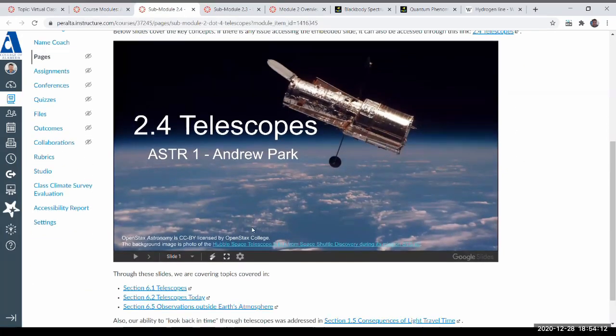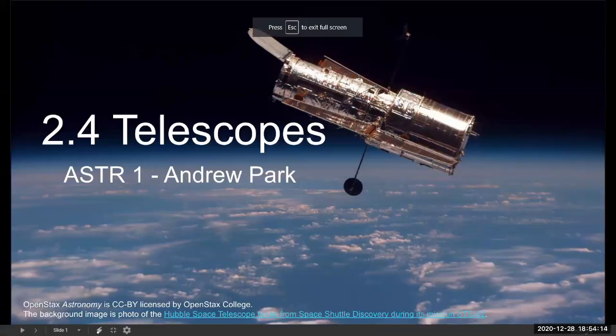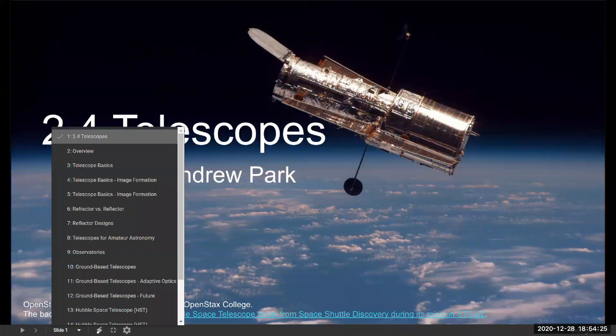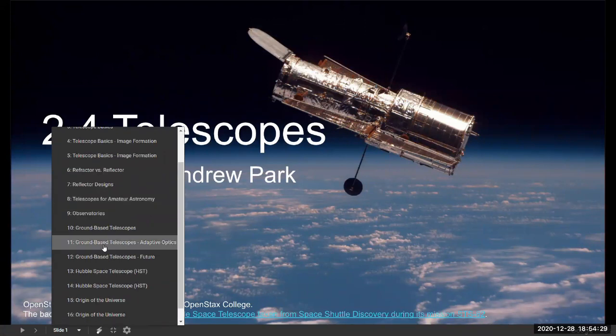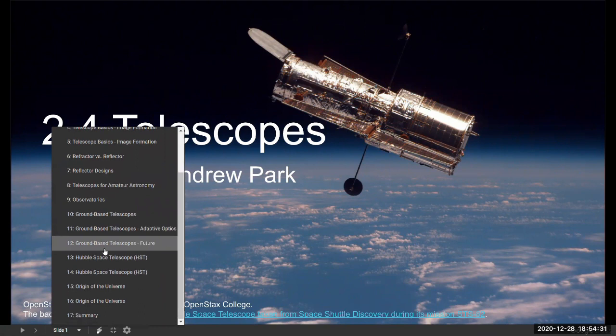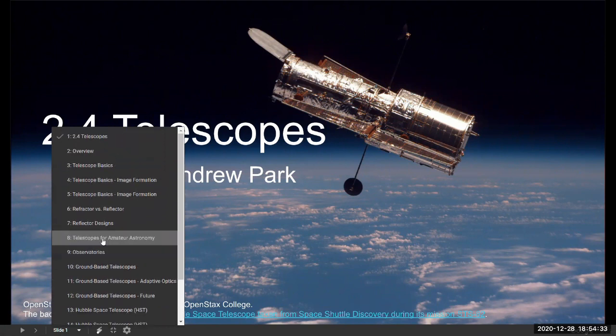Somehow this image calms me whenever I look at it. This is the image of the Hubble telescope, probably one of the most famous telescopes in the world. I think most of this is something you can cover on its own.